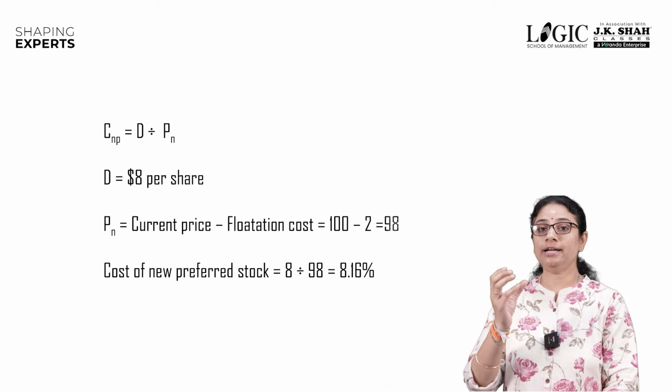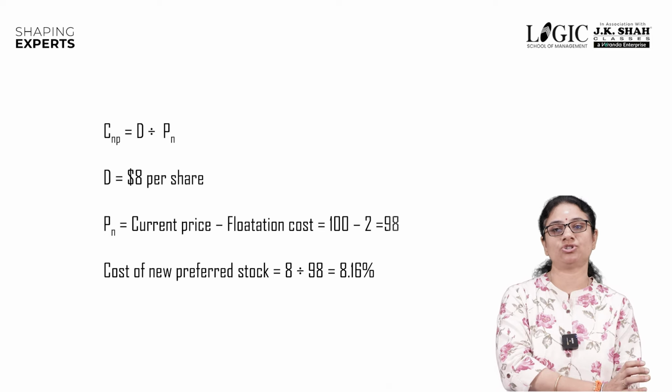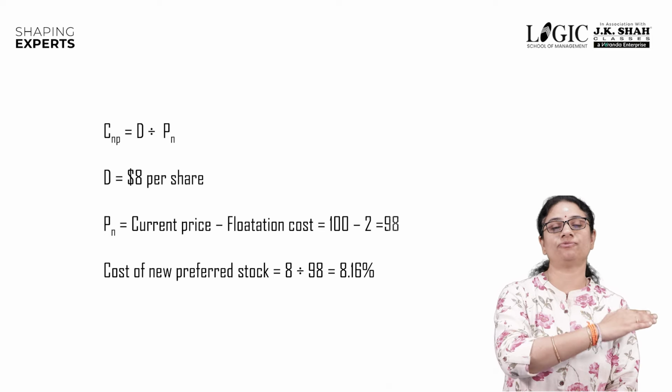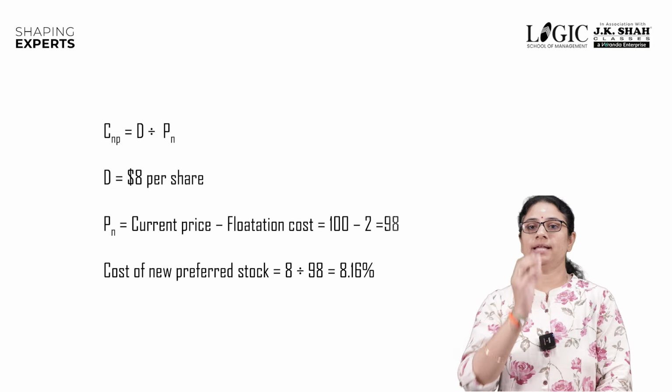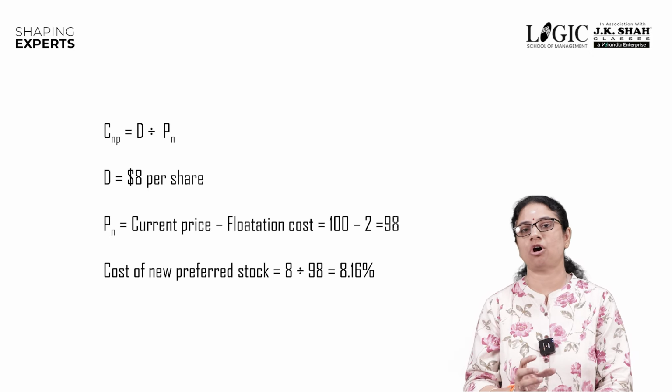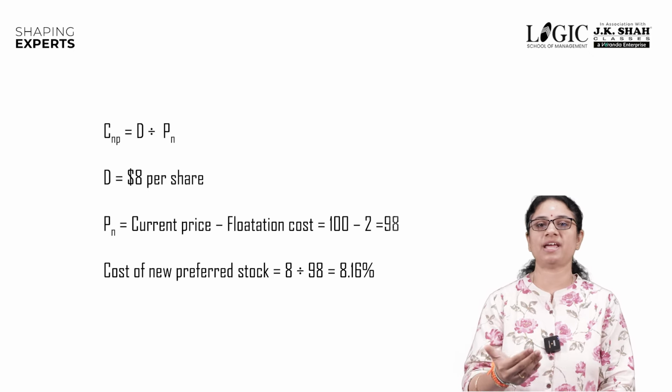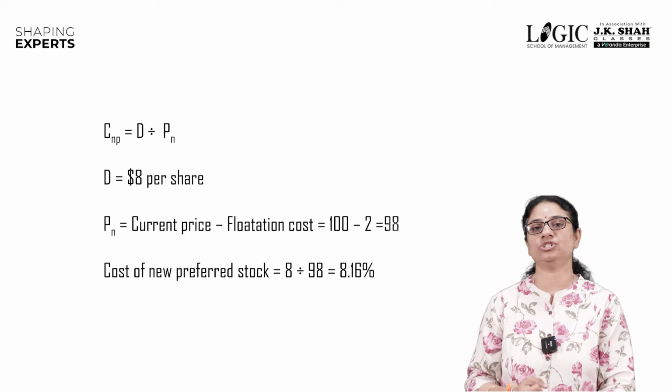The main difference between the cost of existing preferred stock and the cost of newly issued preferred stock is that the denominator of the existing preferred stock is the market price of a share of stock, and the denominator for new preferred stock is the net proceeds per share received from selling the new issue of stock.